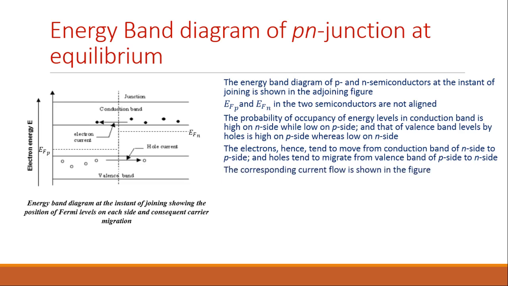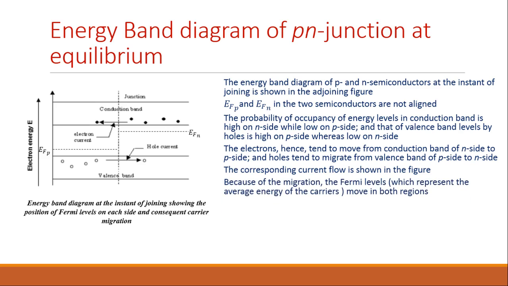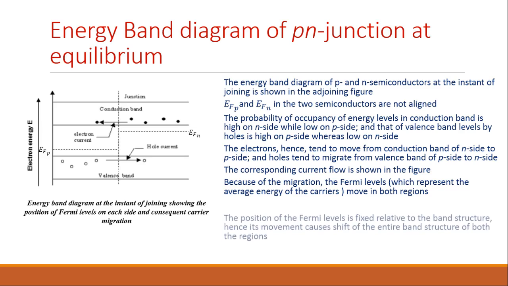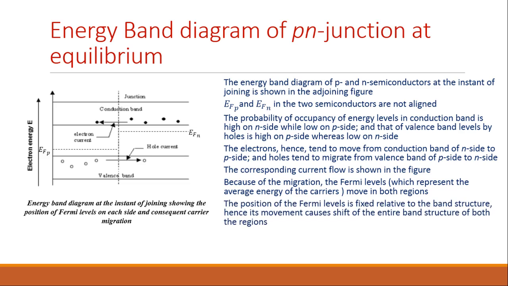As high energy electrons leave the N region, the Fermi level EFN, which represents the average energy of electrons, moves downward. Since the Fermi level is fixed relative to the band structure of the region, the movement of Fermi level causes downward shift of the entire band structure of the N region.